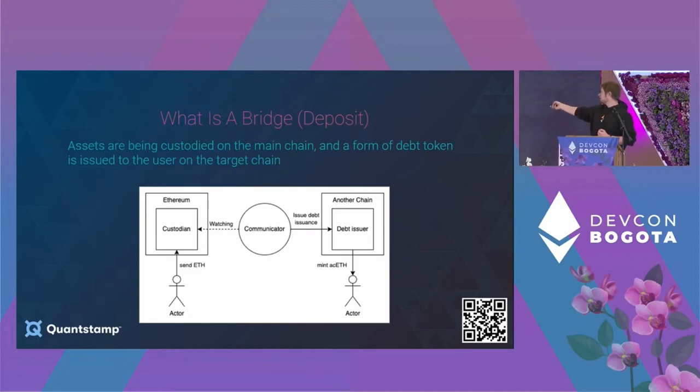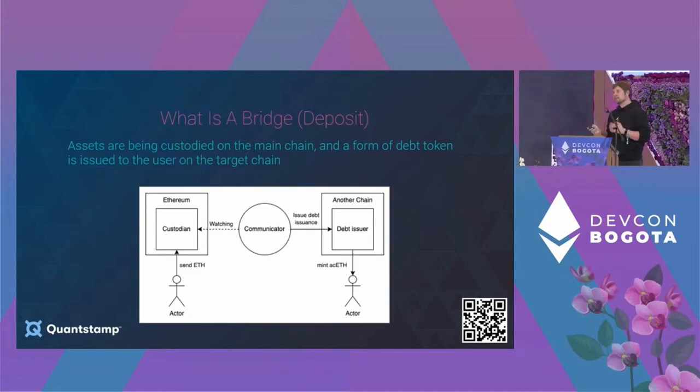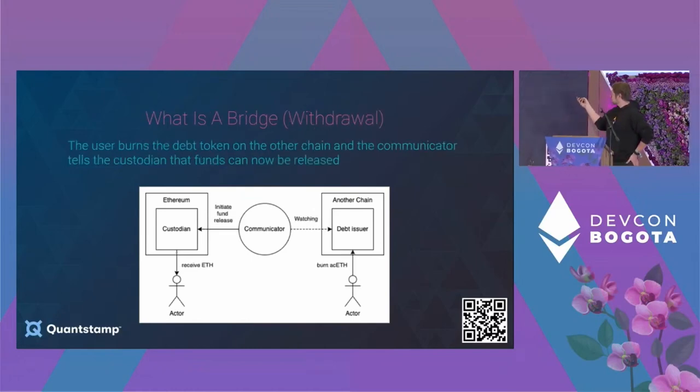Then we have an off-chain component called a communicator that is going to be watching what I have locked in the custodian. And it's going to instruct some liquidity pool on the other chain to send me the assets that I want to have bridged. How this really happens differs case by case. Some bridges issue some debt tokens, some bridges work with a real liquidity pool on the other chain and just send me the assets. Then this was the deposit.